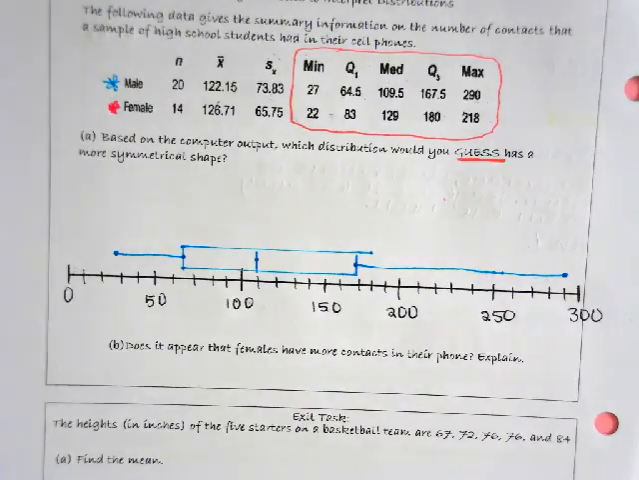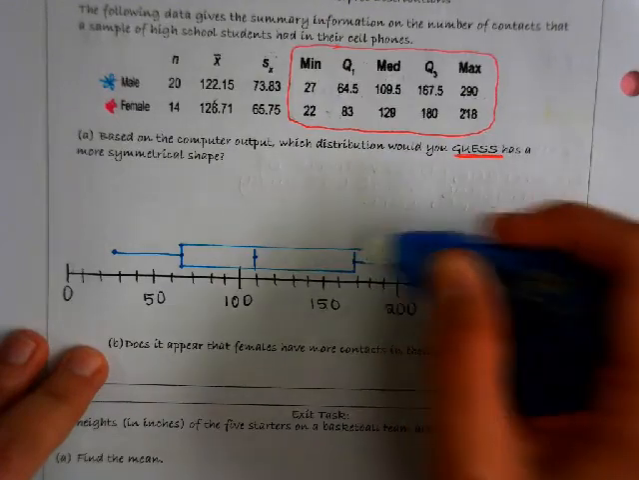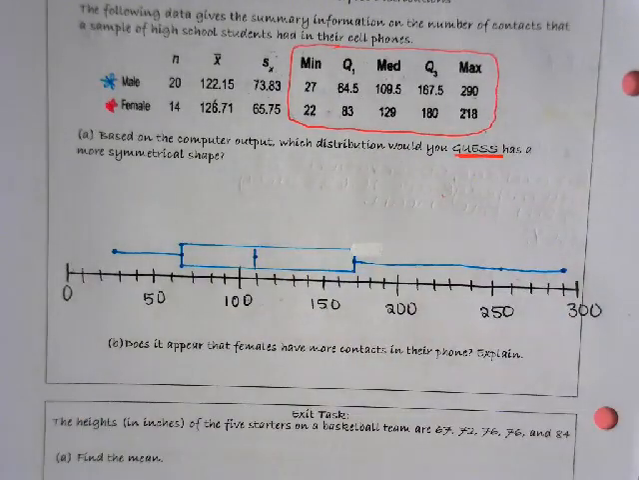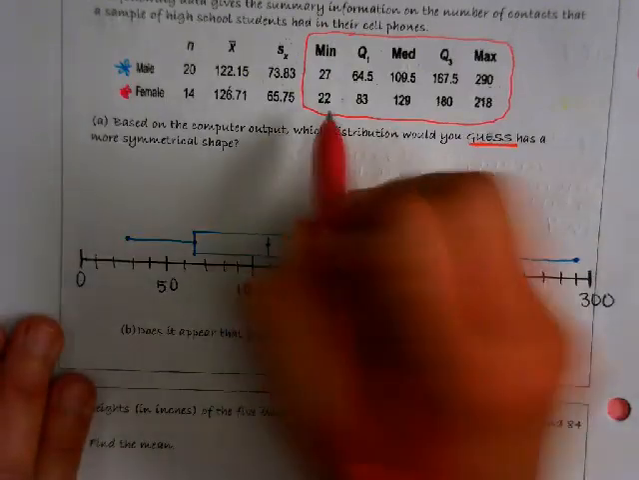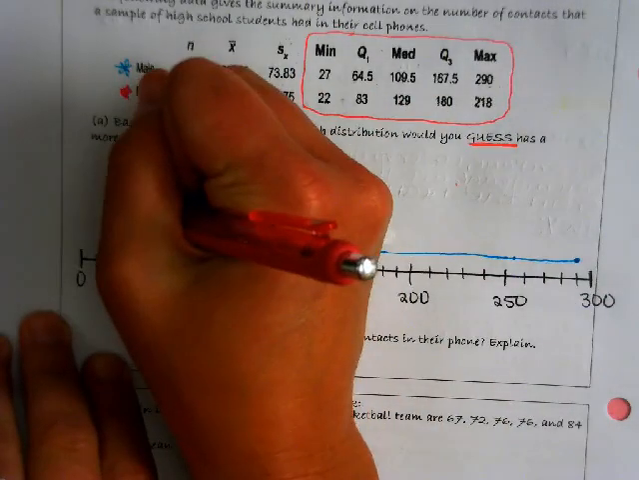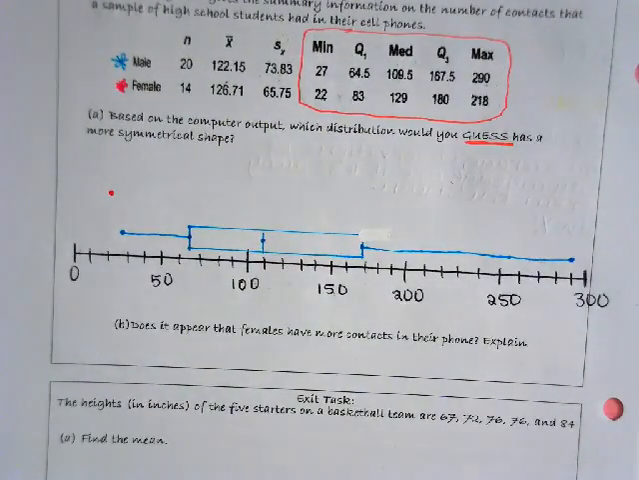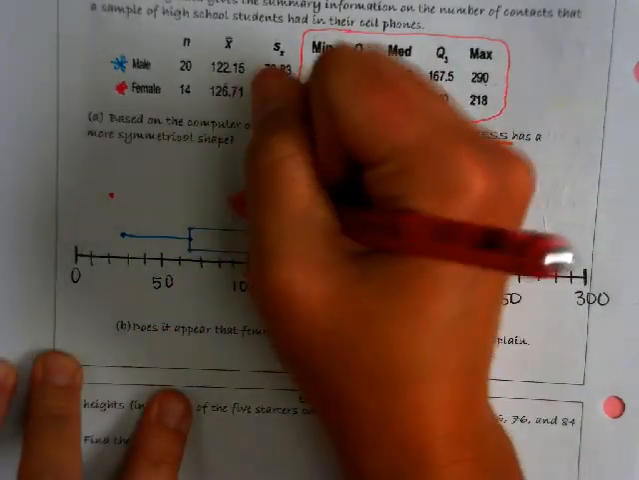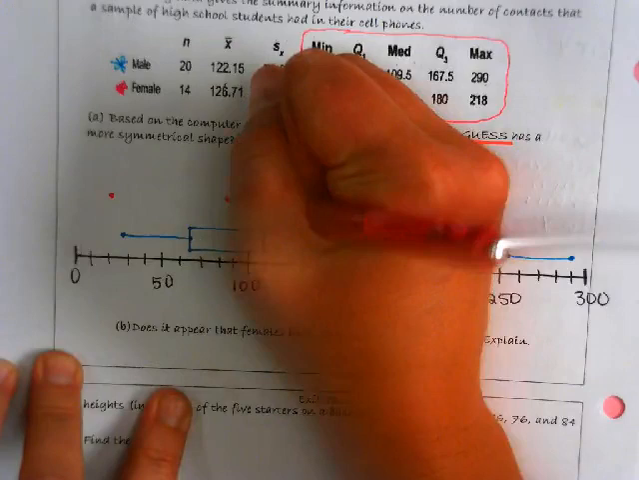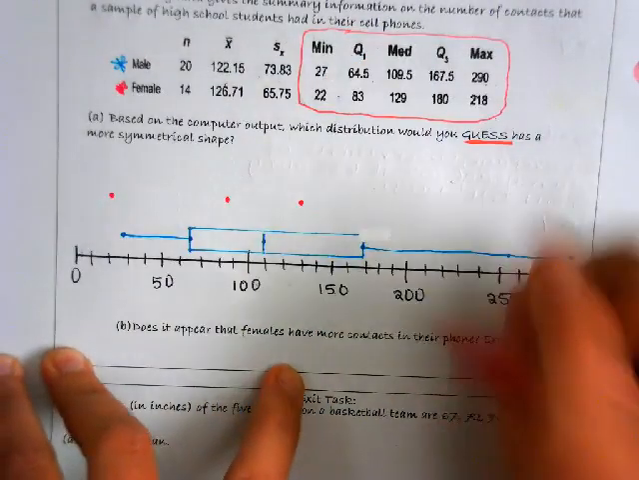Same thing for female. But we're going to put it above that one. So female, the minimum is 22. Now try not to make them actually touch. Put a little space in between them. And then we have 83, 60, 70, 83-ish. We'll go there. 129. So really close to 130. 180. And then 218. Lines through our three middle.